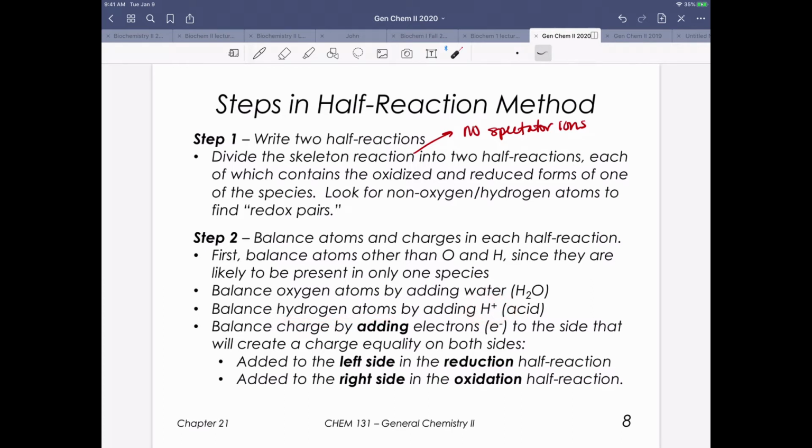Once we've done all that and all of our atoms are balanced, then we need to make sure we balance the charge. So again, balancing the charge involves adding electrons, and we're going to add electrons to the side that allows us to create a charge equality on both sides. One of the things that we'll see is when we have a reduction half reaction, electrons are going to appear on the left side. When we have an oxidation half reaction, they're going to appear on the right. That should make sense, right? Because reduction means we're going to be gaining electrons, so they're going to be reactants. Oxidation means we're losing electrons, so they're going to be on the right side as products.